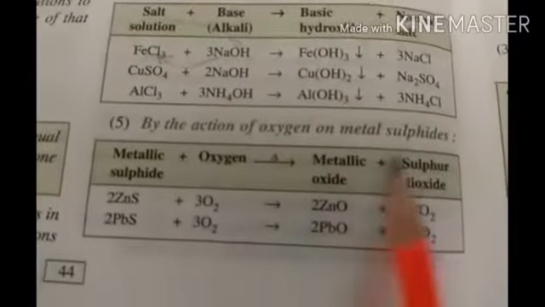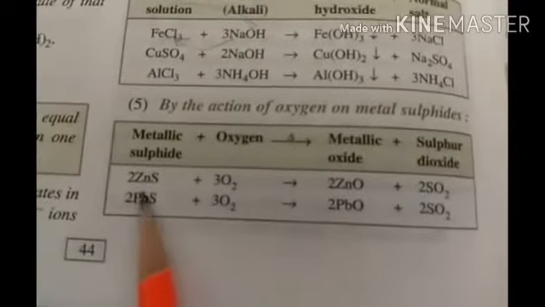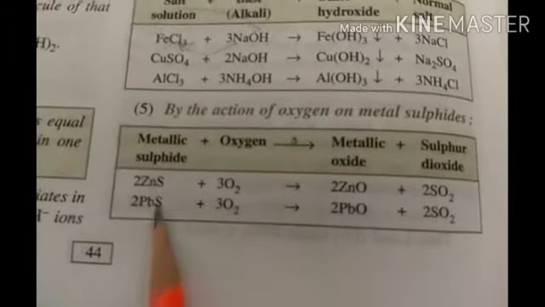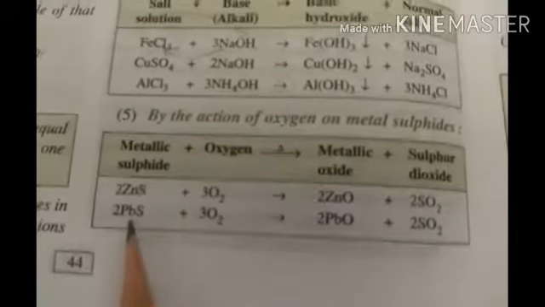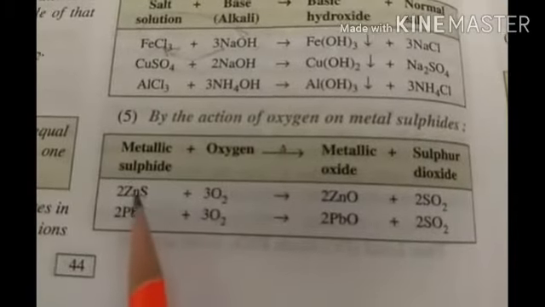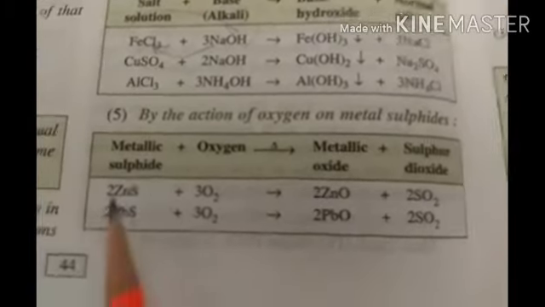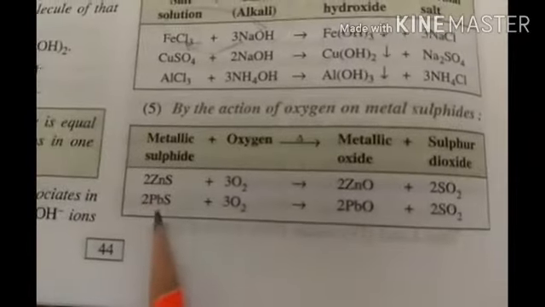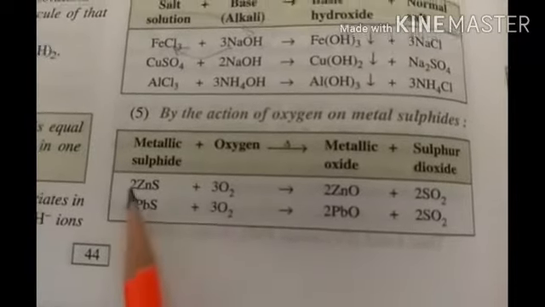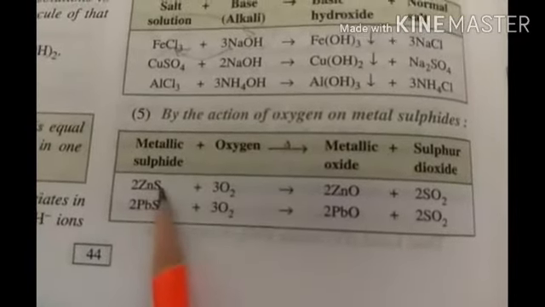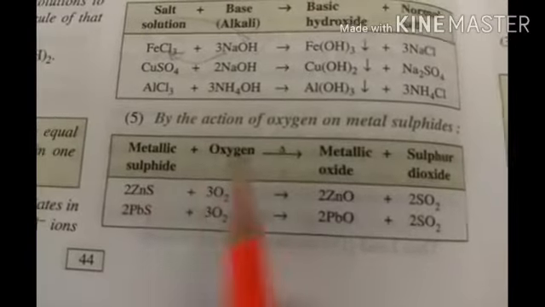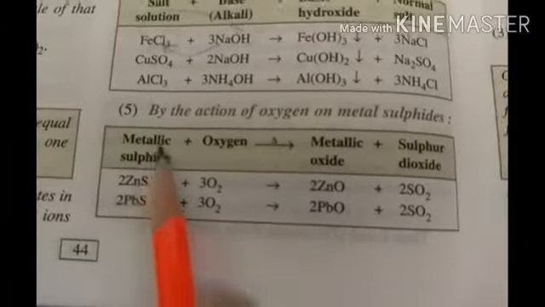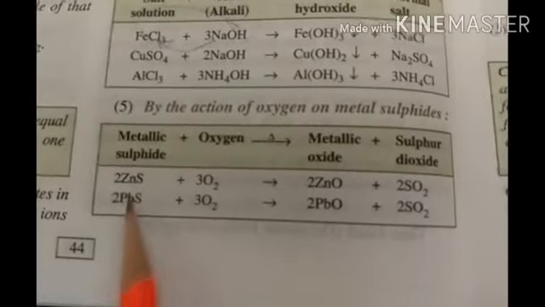Now by action of oxygen on metal sulfide. So whatever the examples have been given, only those examples you need to learn. Okay, don't make from your side any other metal sulfide example. So if it is written zinc sulfide, lead sulfide reacts with oxygen, so don't make it to be the iron sulfide, since it is not given in the book the reaction of iron sulfide or likewise. So don't worry about that. Only such sort of metal sulfide like zinc and lead.